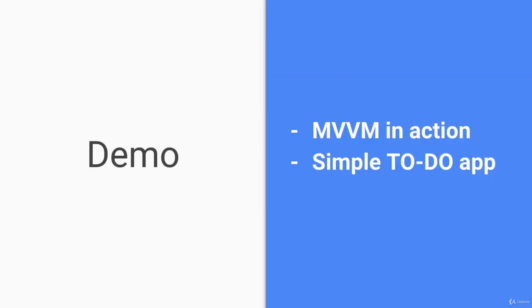Okay, let's dive into some code and show you what MVVM looks like in Xamarin. In the next lecture, you are going to see the MVVM parts. We are going to start slowly, create a new project from scratch, and build a simple to-do app.